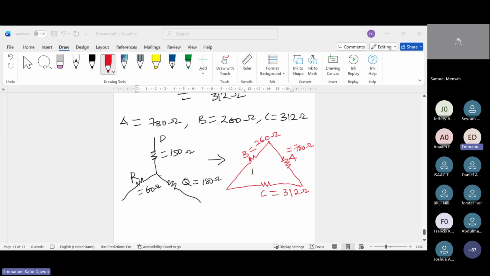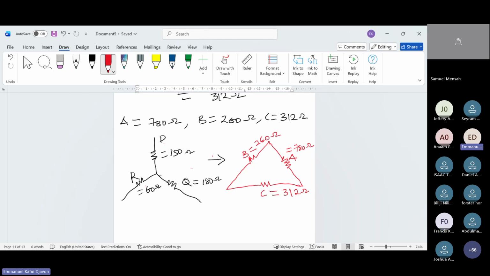So what I'm saying is, if you are dealing with star, you go P, Q, and R. You are dealing with delta, you go A, B, and C. Is that clear? Okay, sir. Okay, so I'm giving you some classwork right now.